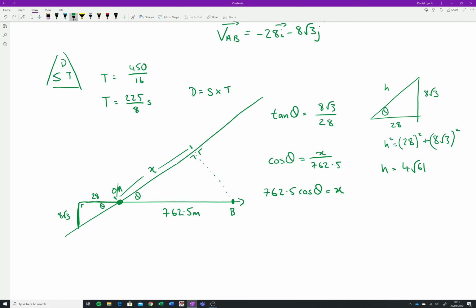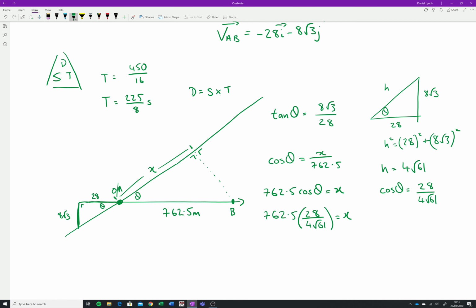Now, how is that helpful? It's helpful because we can say what cos theta is. Cos theta is equal to 28, the adjacent over the hypotenuse, which is 4 root 61. So there we have it, 762.5 times 28 over 4 root 61. And that is what x is.